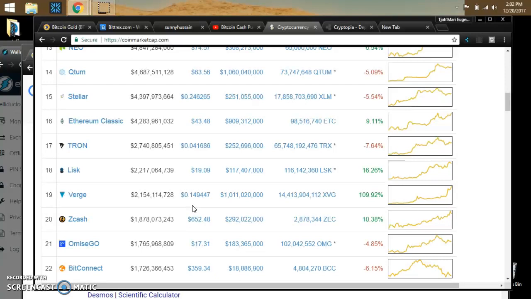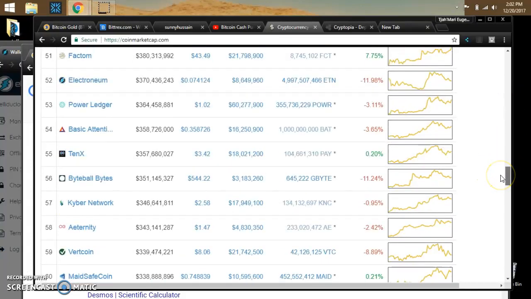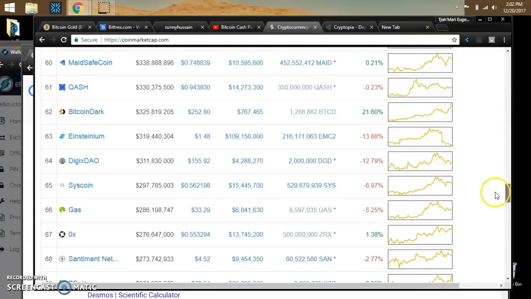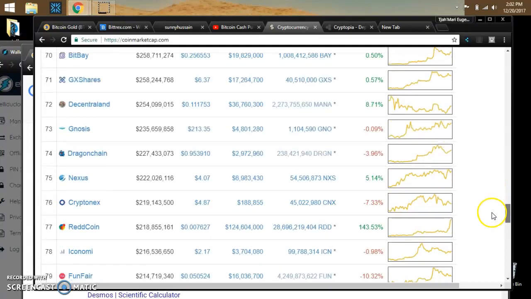Okay, so again, I have 250 bucks extra, and I want to know, should I drop it into one coin like Verge? Should I drop it into multiple coins and just split it up? Should I go and find a penny coin, one of the ones that's less than a penny, and do some research on one of those and see if that would be a good investment? You never know. Red coin, for instance, is up 143%. I just found this. I wasn't looking at this coin before.